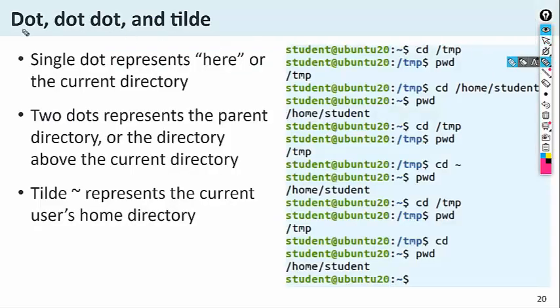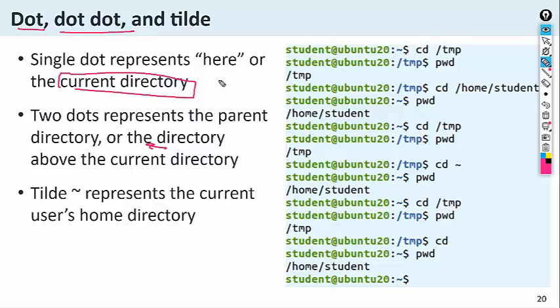So first are three terms: one is a dot, another is a dot dot, and another is a tilde. Whenever we run the command ls -a, we see there is a dot directory and a dot dot directory. The dot directory represents your current directory, and the dot dot directory represents your parent directory. Parent directory means one directory above your current directory.